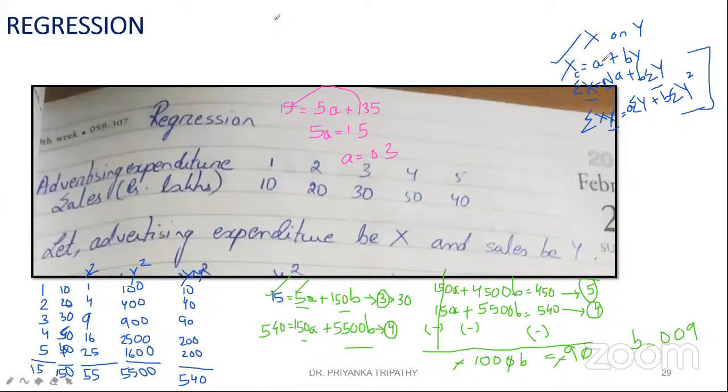Fine. So what was your original equation? This was your original equation, right? So now just frame it. X is equal to A value is 0.3 plus B summation Y, 0.09 Y.